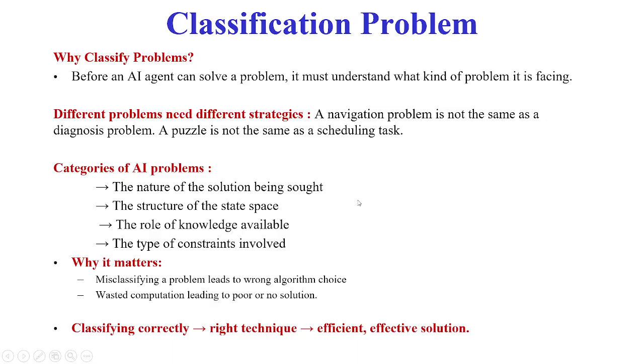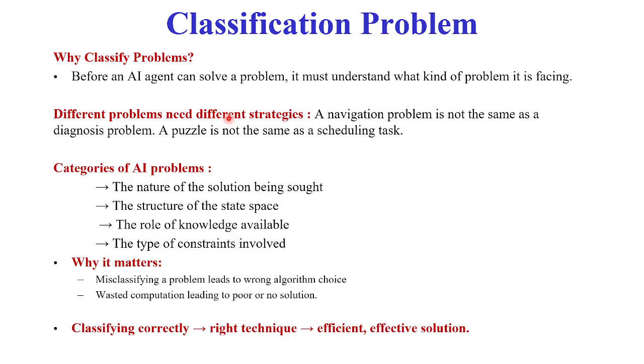Now we will talk about why you have to classify the problems. An AI agent can solve any problem. Okay? The very first step is to understand what kind of problem it is. This is called problem classification. So different problems need different strategies.